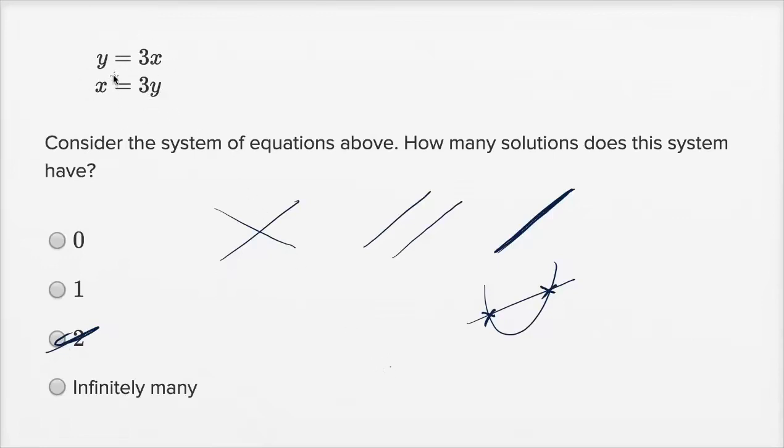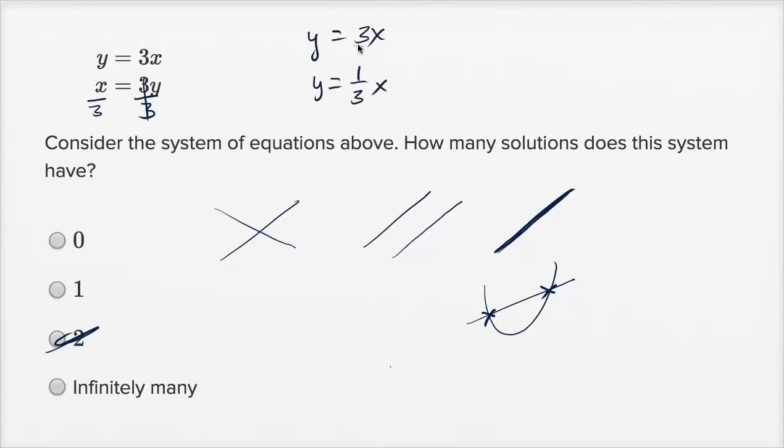What I like to do is solve them both explicitly for y. That's at least how I like to visualize lines. This first one up here is already written explicitly in terms of y. The second one over here, let's divide both sides by 3, and we get y is equal to x over 3. So this first one is y is equal to 3x. The second one is y is equal to x over 3, or we could say 1/3 x.